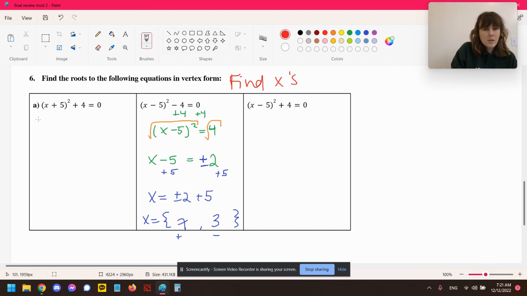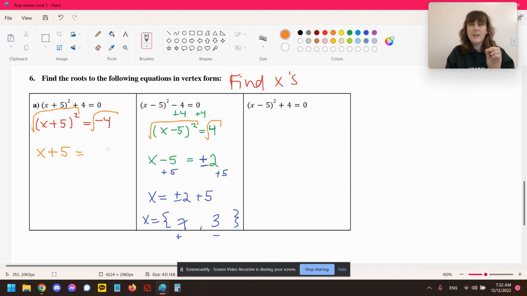Let's do it again. Over here, the first thing we'll do is subtract 4 from both sides. And now we'll take the square root. X plus 5 squared, square rooted is just x plus 5. Negative 4 squared, there are three things going on here. First off, the square root of 4 is 2. Second, we have to put in the plus or minus because we took the square root. And the third thing going on is that we need an i.